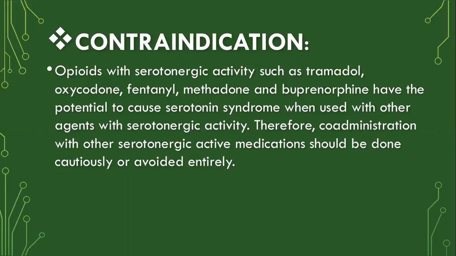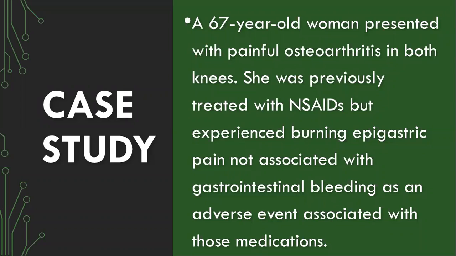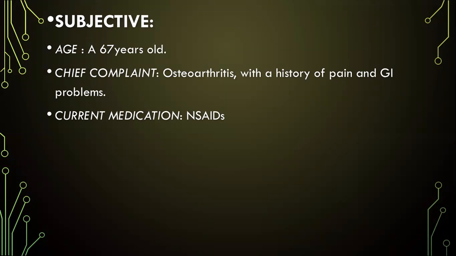Now, my case study is a 67-year-old woman presented with painful osteoarthritis in both knees. She was previously treated with NSAIDs but experienced burning epigastric pain not associated with gastrointestinal bleeding as an adverse event associated with those medications. Firstly, my subjective: a woman of age 67 years. She has a chief complaint of osteoarthritis with a history of pain and GI problem. The current medication used is NSAID.